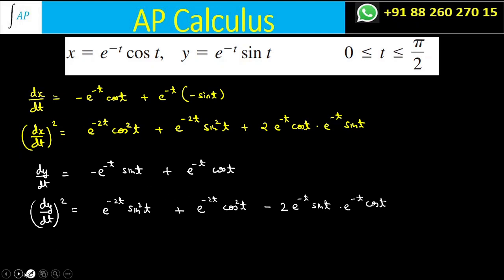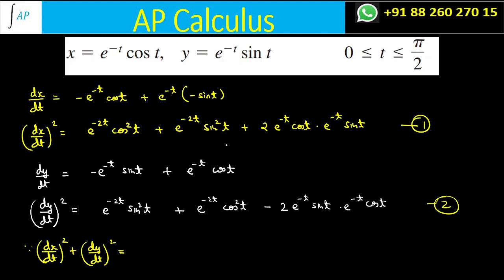Now what we have to do? We have to do the addition of both of them. So (dx/dt) whole square plus (dy/dt) whole square. Let's say this is the first and this is the second. If I add both of them, you can see that this part and this part are going to cancel because this is positive and this is negative. So only we are going to get this.